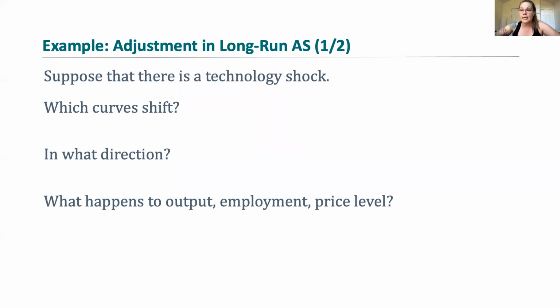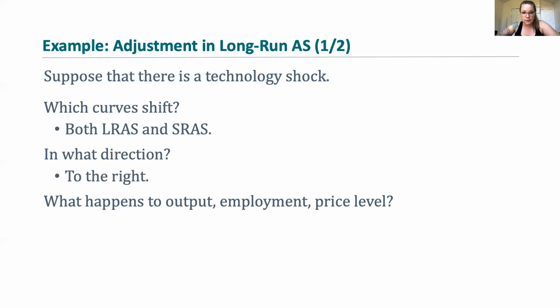So we have to begin with our long-run equilibrium model, and then we ask ourselves, which curve is going to shift? Which direction is that curve going to move? And therefore, where is my new equilibrium that will tell me what happens to output, employment, and price levels? So if there's a technology shock, this is going to impact long-run aggregate supply. But remember, long-run aggregate supply takes short-run aggregate supply with it. So they're both going to move.